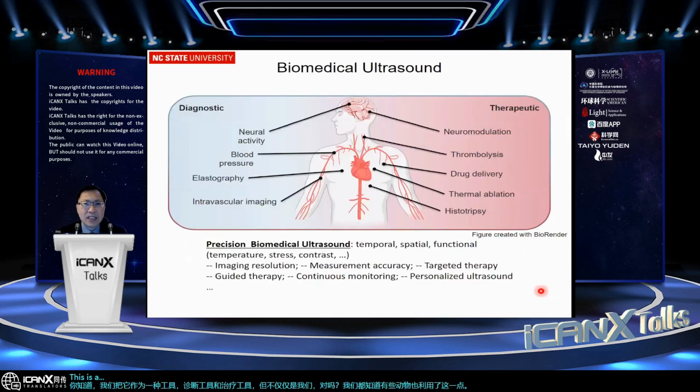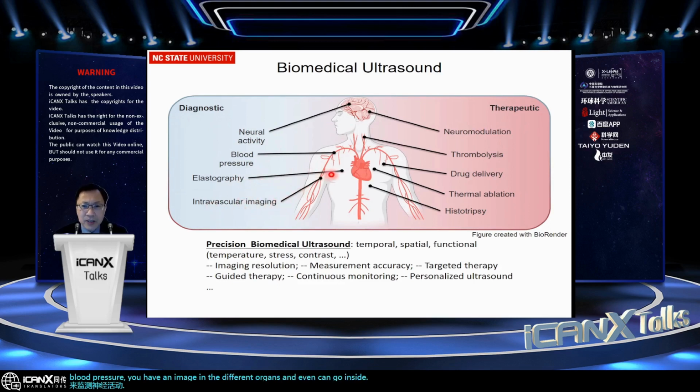This is a chart created by Mengyue, one of my current PhD students, to show biomedical ultrasound, which is what we are focusing on today. There are numerous biomedical ultrasound applications nowadays. Over about the past 70 to 80 years, diagnostic ultrasound can monitor neural activity and blood pressure. You have imaging of different organs, and even interventional intravascular imaging. On the therapeutic side, the recent newcomer is neuromodulation using ultrasound. We have blood clot removal, thrombolysis, drug delivery, tissue ablation, histotripsy, and so on and so forth.